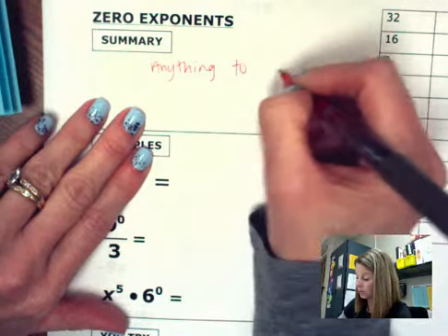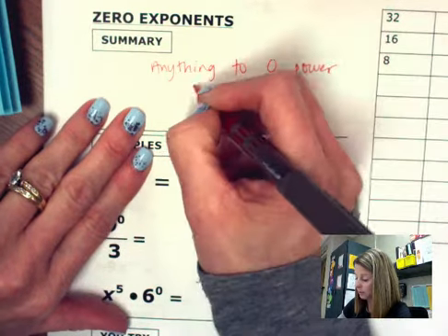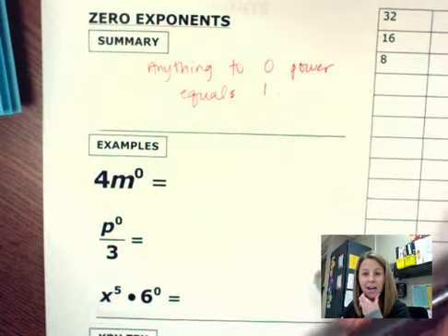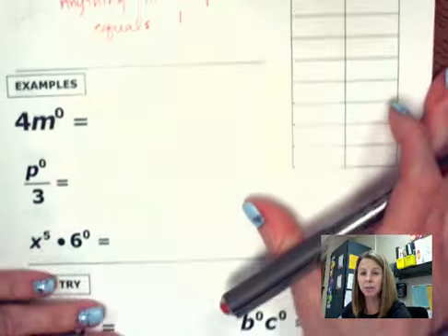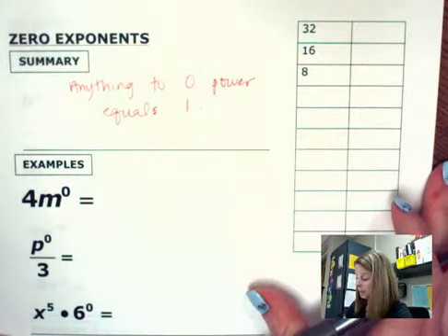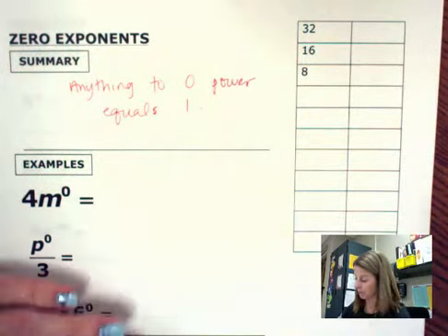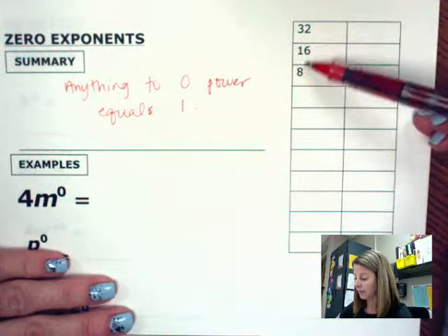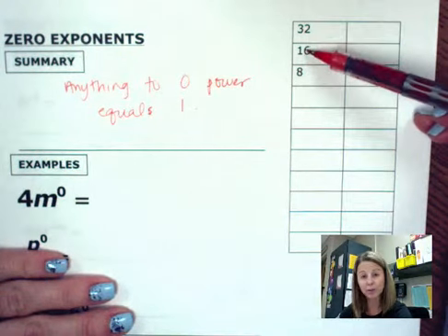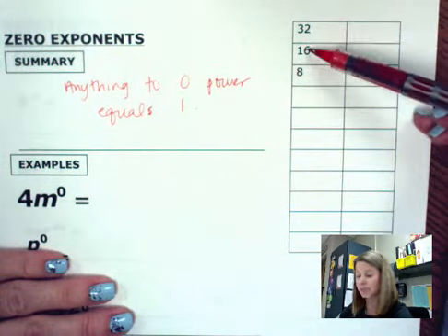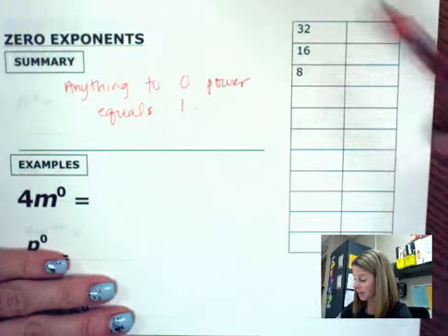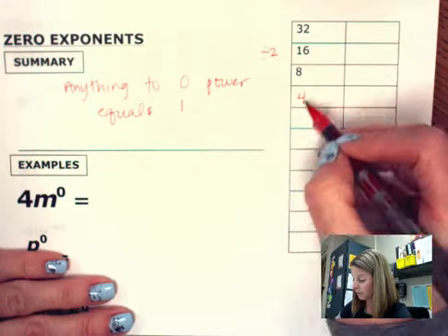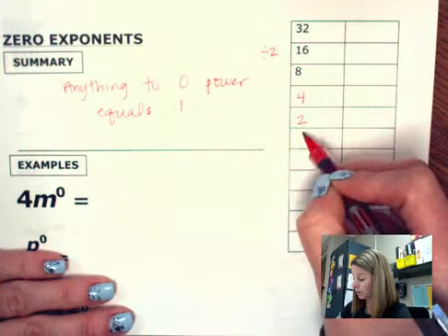Anything to the 0 power equals 1. Okay, seems pretty easy. And the reason I want to talk about that is I want to go through this table with you because I want you to see the pattern. Everything in math is about a pattern. So if we look at the 32 to 16 to 8, the pattern here is we are dividing by 2 every time, right? Because 32 divided by 2 is 16. 16 divided by 2 is 8. 8 divided by 2 is 4. So I'm going to write maybe divided by 2 out to the side. 4 divided by 2 is 2. 2 divided by 2 is 1.